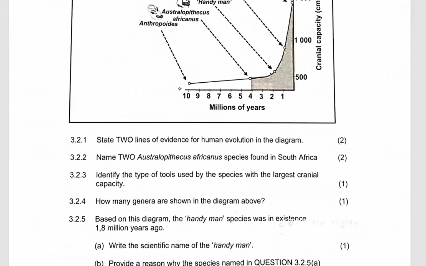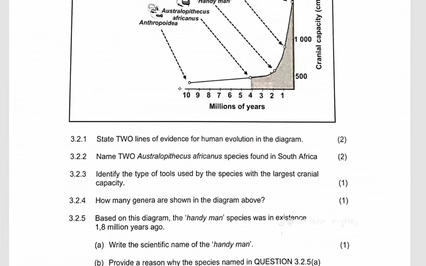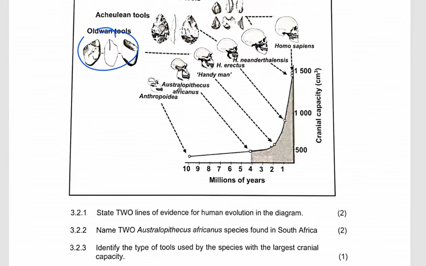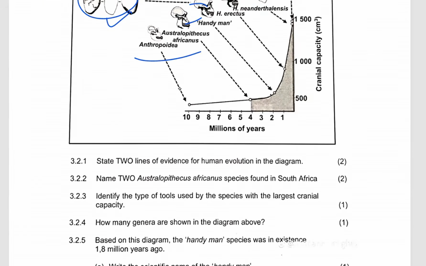State 2 lines of evidence for human evolution in the diagram. In this case, we see that we have the tools, and then we have the fossils. Remember, when you're explaining, you don't say tools. The evidence is cultural evidence. An example of cultural evidence is the use of tools. So the answer here is cultural evidence, and number 2 is fossil evidence.